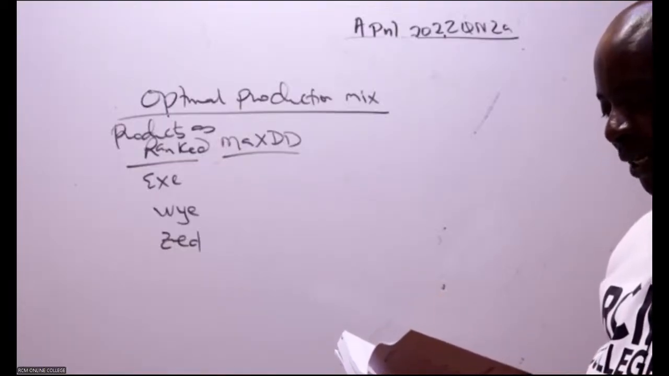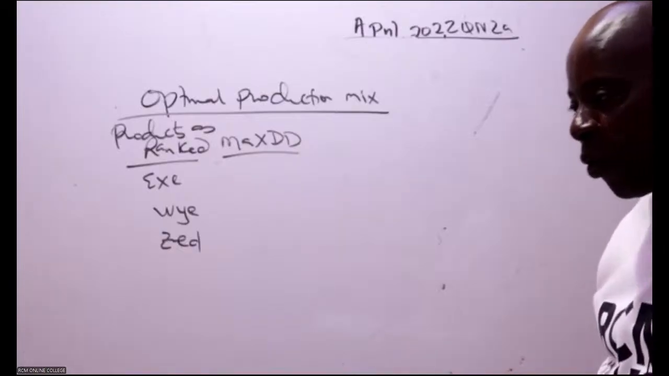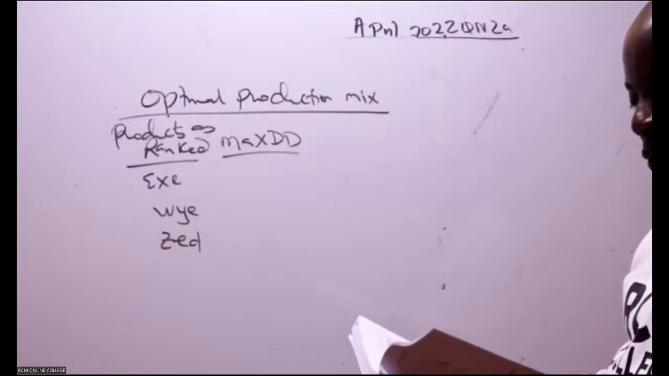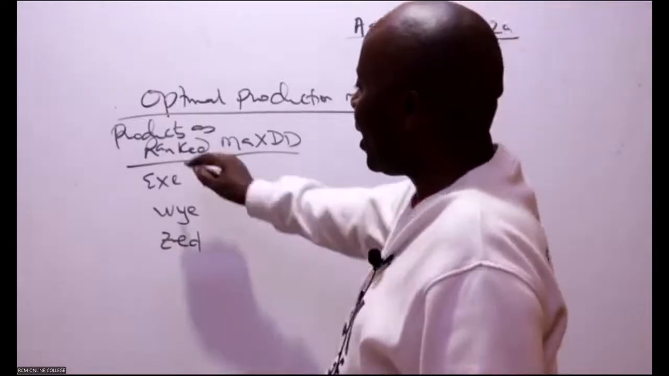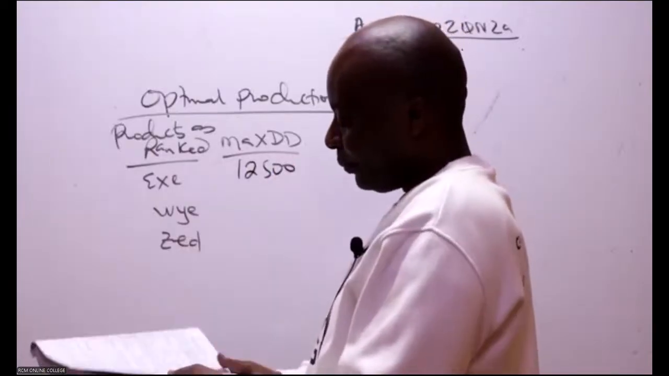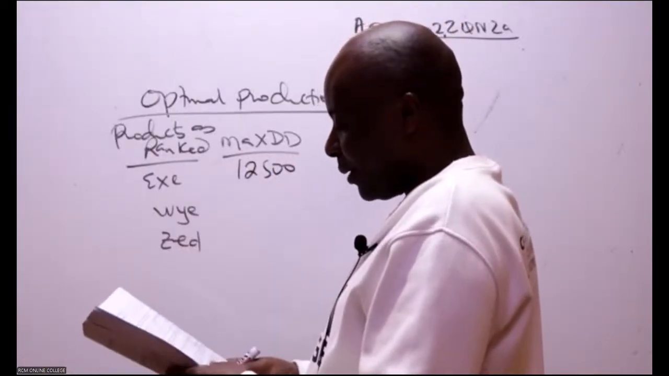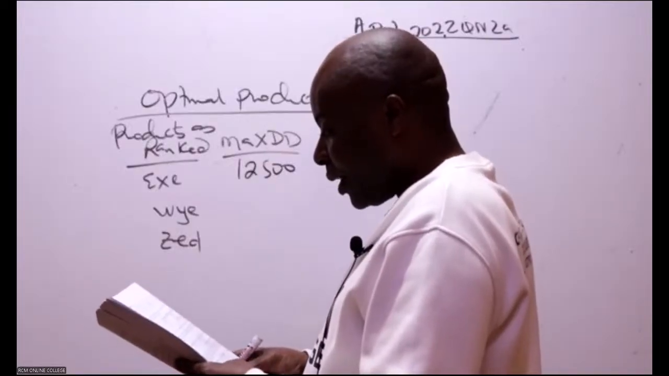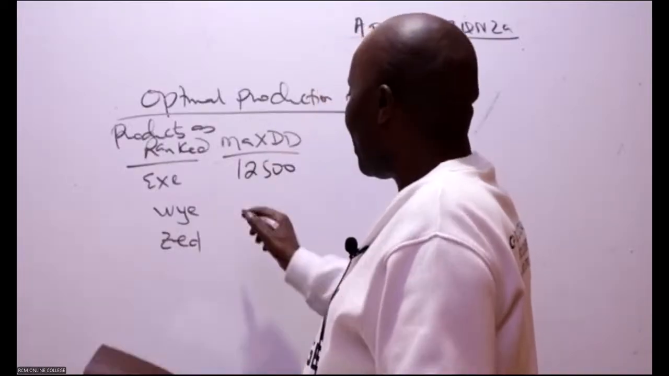Maximum demand is given in note number 4. So we have here 12,500. Fortunately, they are following that order. So 12,500, then 7,500 and 8,000.